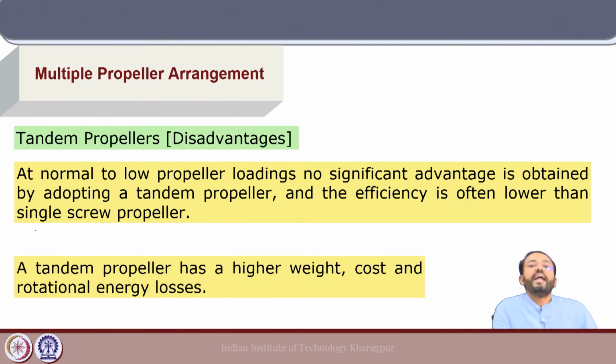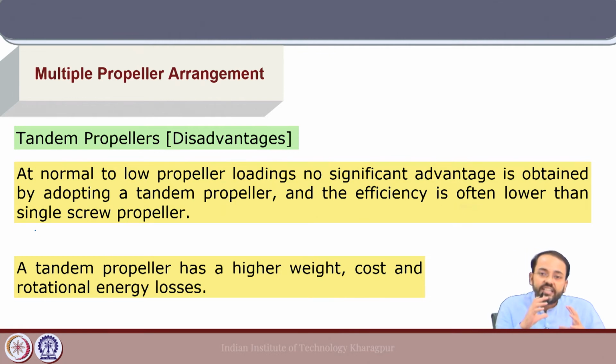On the other hand, tandem propellers have certain disadvantages for which they are not widely applied for different vessel types. One of the main disadvantages is its performance at normal to low propeller loading conditions, because in these conditions the tandem propeller efficiency is much lower as compared to the conventional single propeller, and also a tandem propeller has a much higher weight, cost and rotational energy loss.